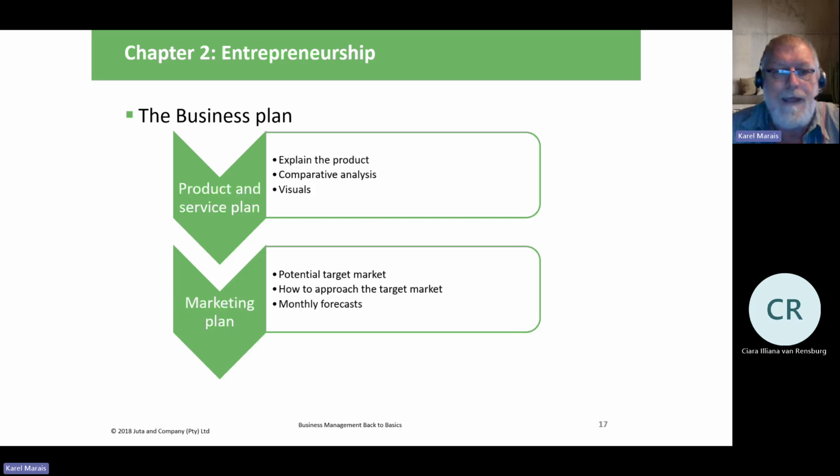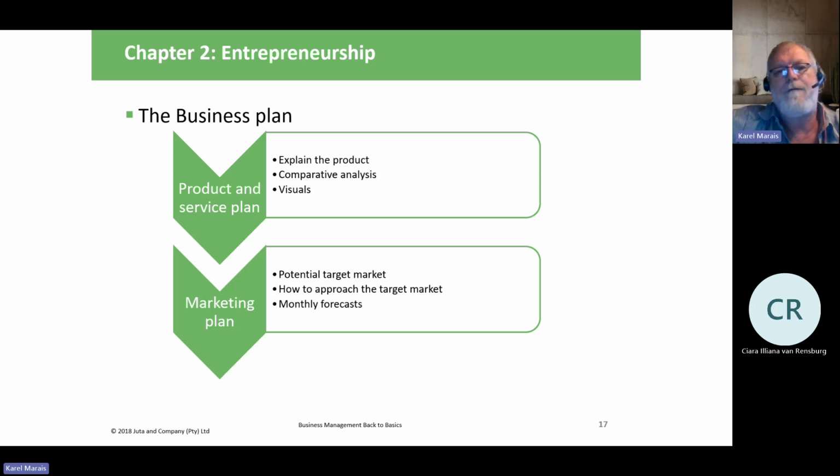Our product and service plan. Now, this is typically going to be a product or service plan, but it may be both, because typically we're either selling a product or we're selling a service. But explain what your product is. It's simple. Tell the people what is the thing that you're selling. And then if there are other products in the market, you want to do a comparative analysis.